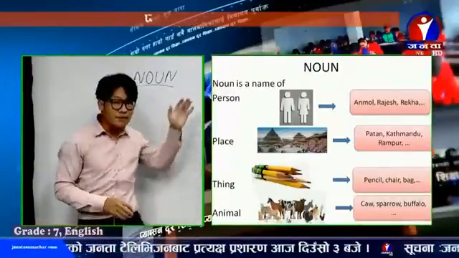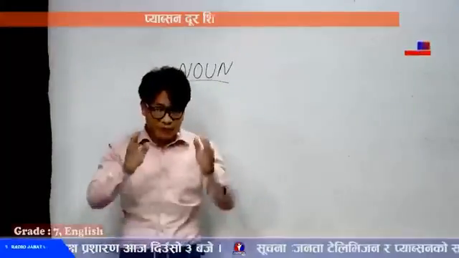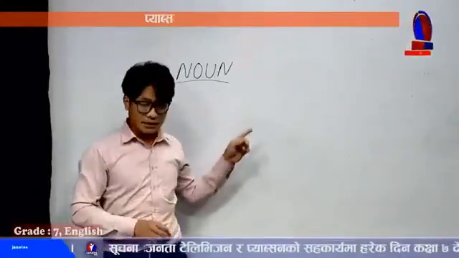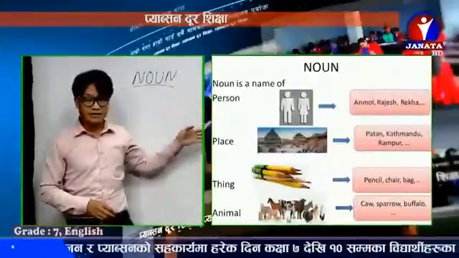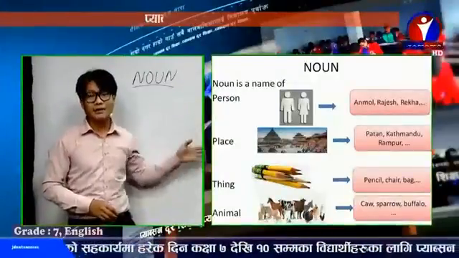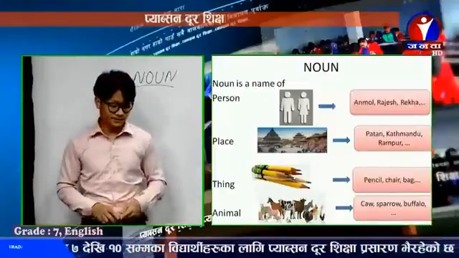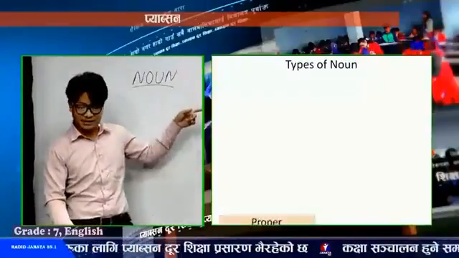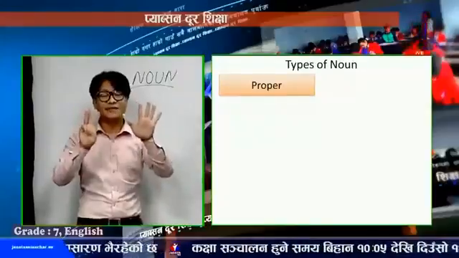So this is a simple definition of what a noun is. Let me brief it. A noun is a name of a person, place, thing, and animal. Now we will discuss the types of noun. Types of noun, you can see this side. We have eight types of noun.